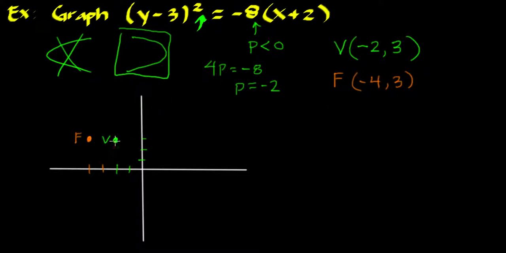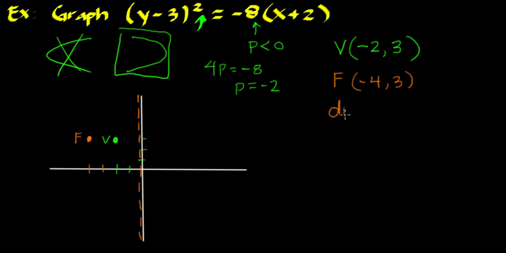So instead of going from the vertex 2 spaces to the left, I'm going to go 2 spaces to the right. So if I go 2 spaces to the right, that gives me a directrix that's perfectly on our y-axis. So my directrix is right here. Now, once again, remember, the directrix and the focus are actually not parts of the graph. They're just parts that help define the graph for us.